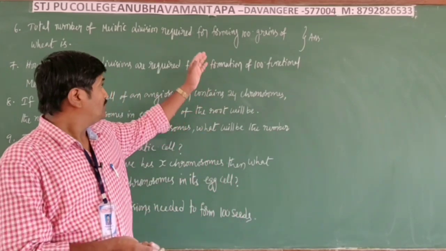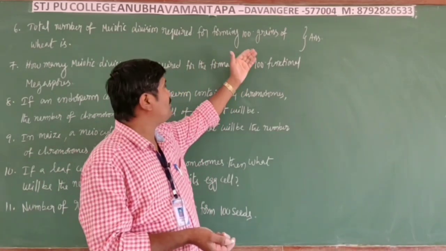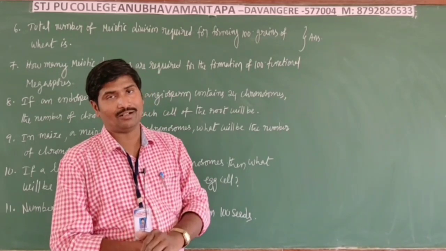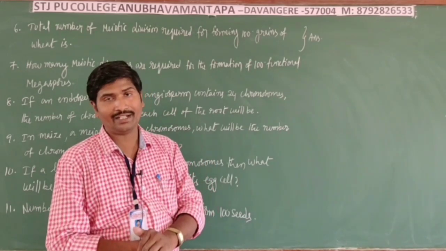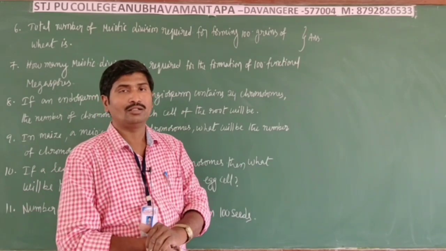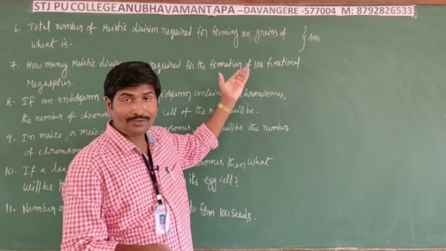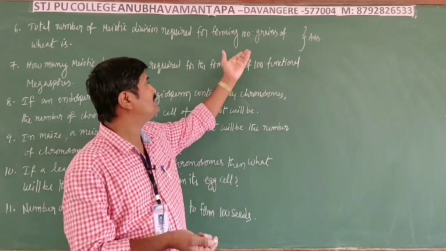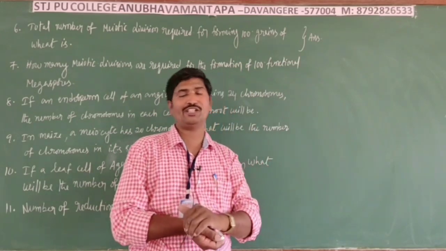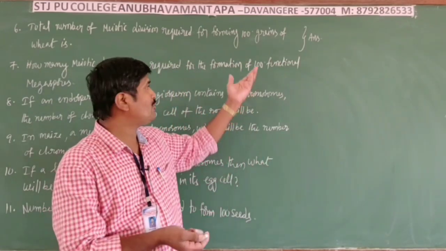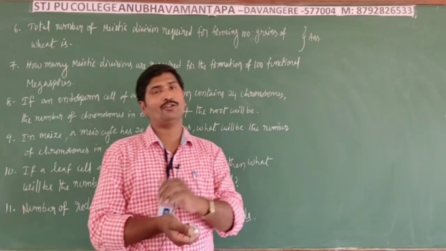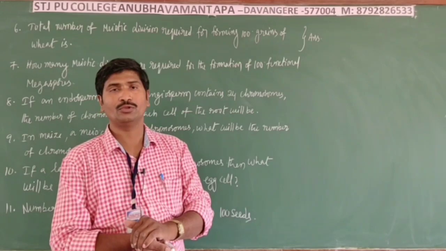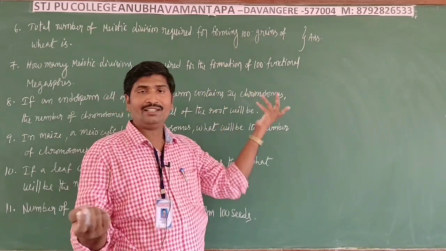Okay, total here the formation of 100 grains. How many egg cells are required? How many pollen grains are required? It is very important. Here the fusion of male and female gametes gives rise to a diploid zygote. The zygote is further developed into the embryo. Each grain contains the embryo.